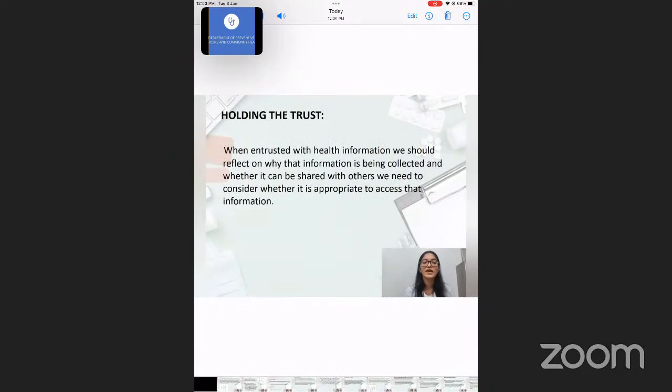Holding the trust. When entrusted with health information, we should reflect on why that information is being collected and whether it can be shared with others. We need to consider whether it is appropriate to access that information.